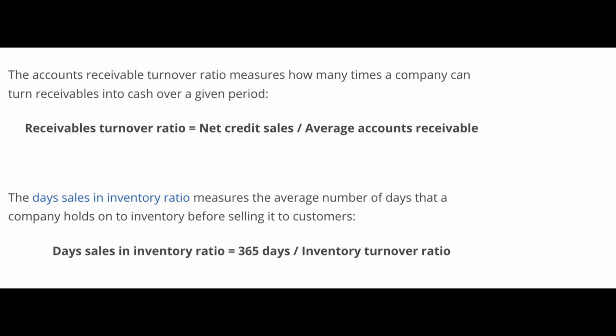The days sales in inventory ratio measures the average number of days that a company holds on to inventory before selling it to customers. Days sales in inventory ratio equals 365 days / inventory turnover ratio.